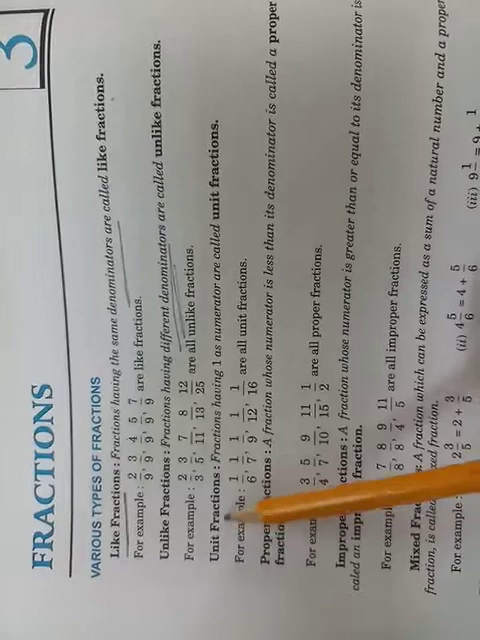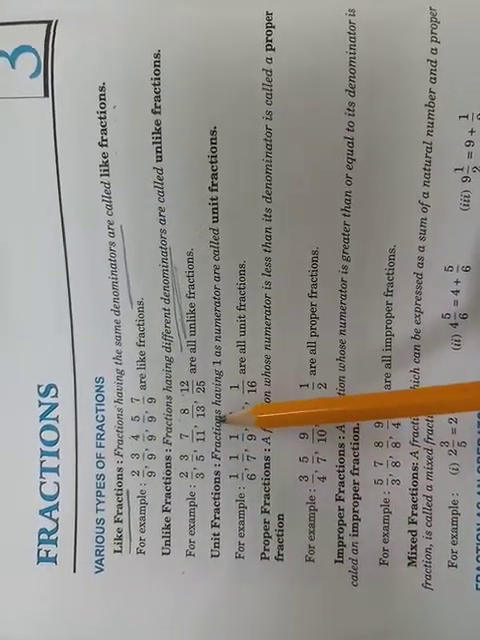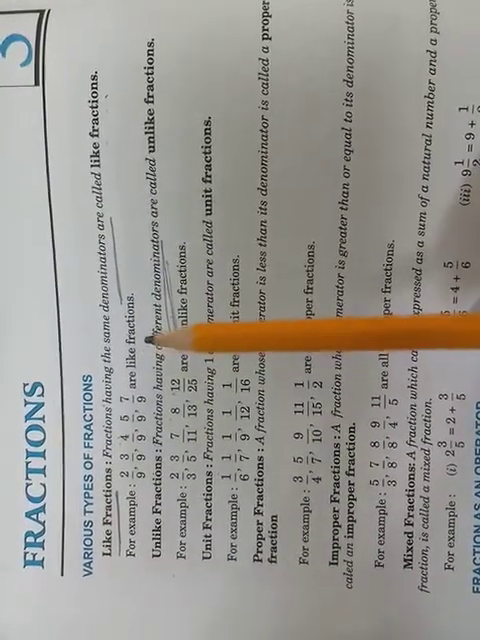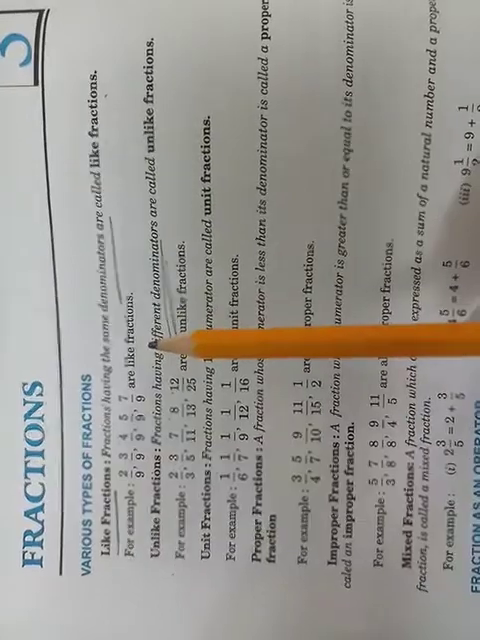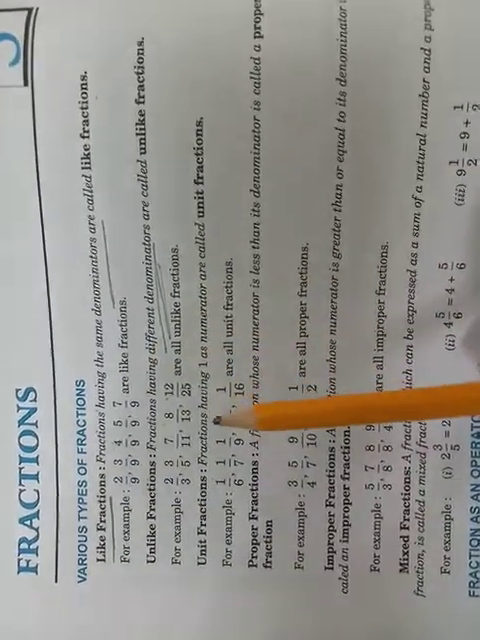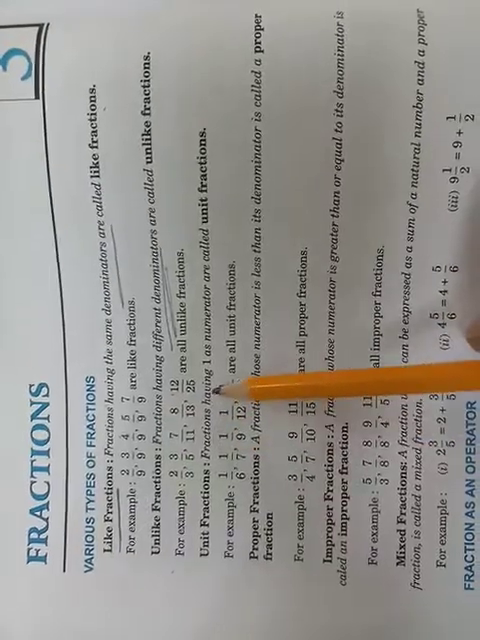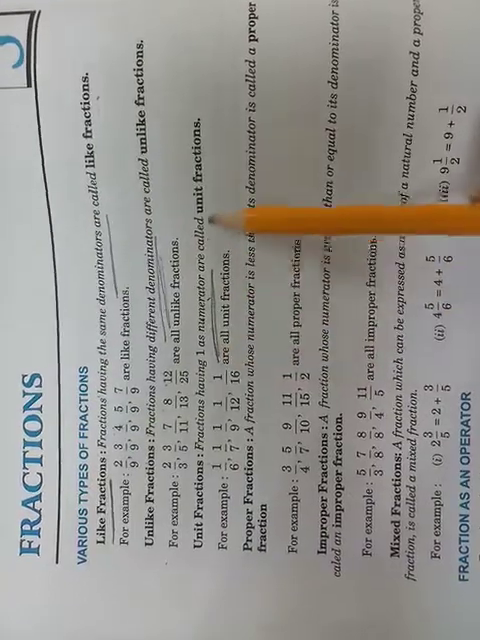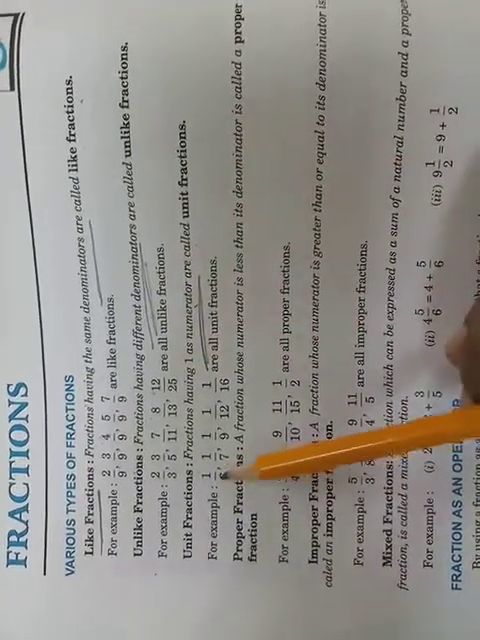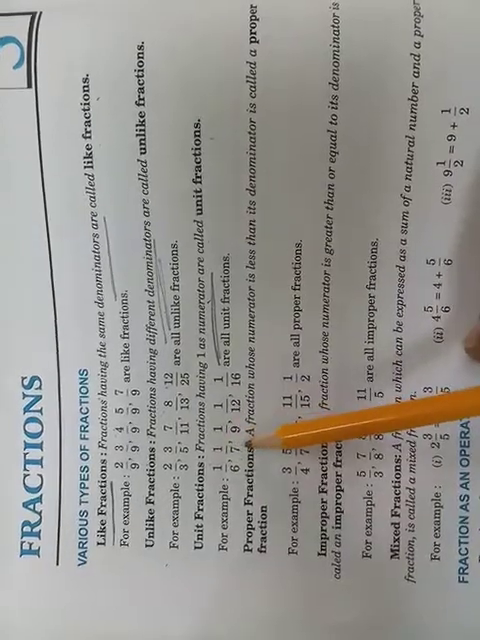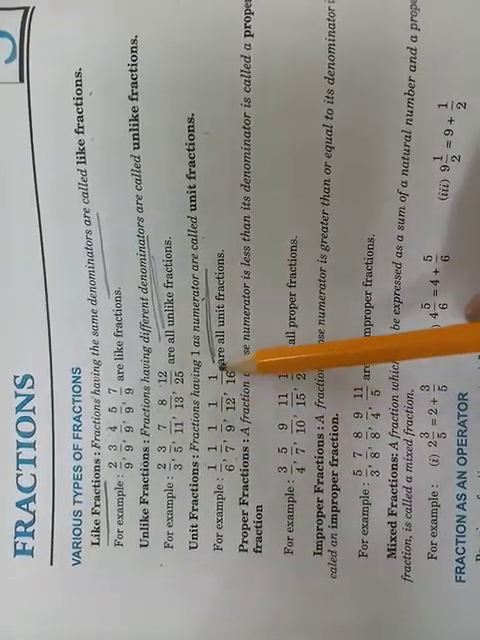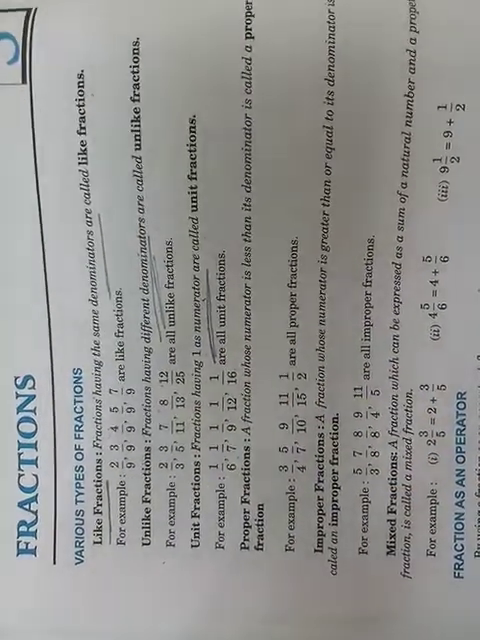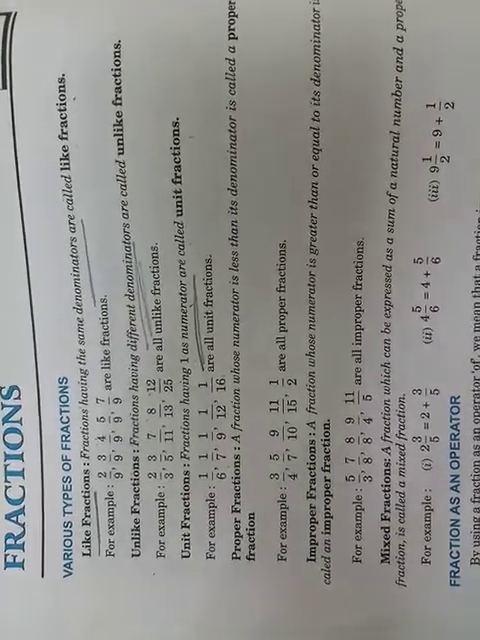Then we come to unit fractions. Fractions which have only 1 in the numerator, that means the numerator is always 1, are known as unit fractions. Let's read the definition. Fractions having 1 as a numerator are called unit fractions. Example: 1 by 6, 1 by 7, 1 by 9, 1 by 12, 1 by 16. These all fractions have 1 in the numerator. Therefore, these are known as unit fractions.